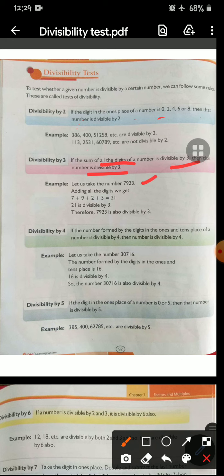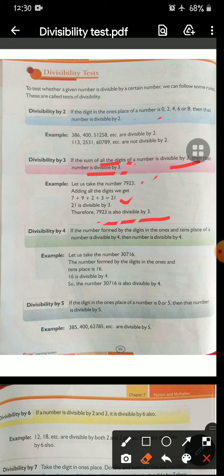Here you have been given 7923. First you have to add all the digits present in the number. On adding, you get your answer 21. Now 21 is divisible by 3. It means 7923 is also divisible by 3. In this way, you have to find the divisibility test of 3.